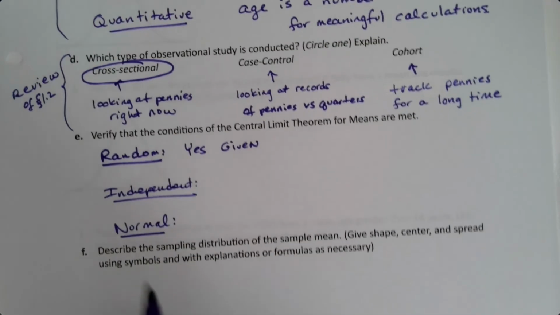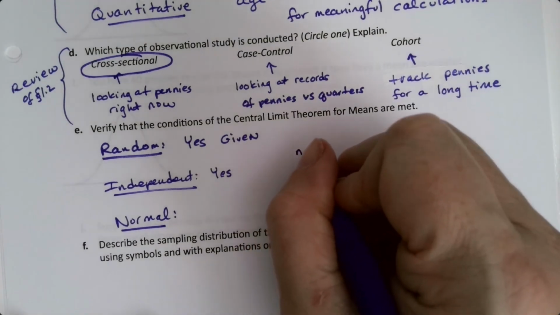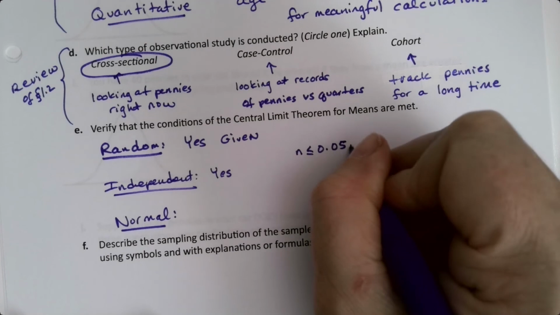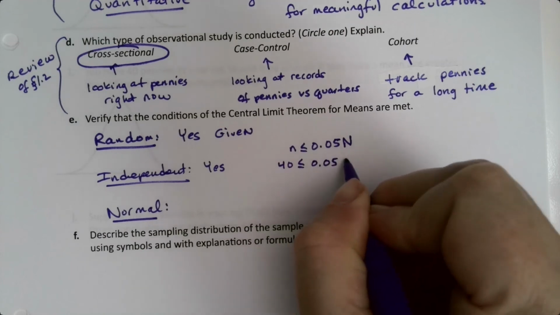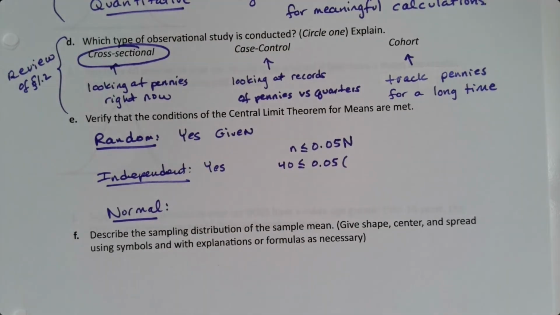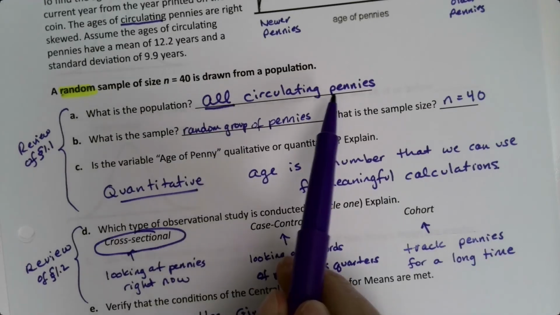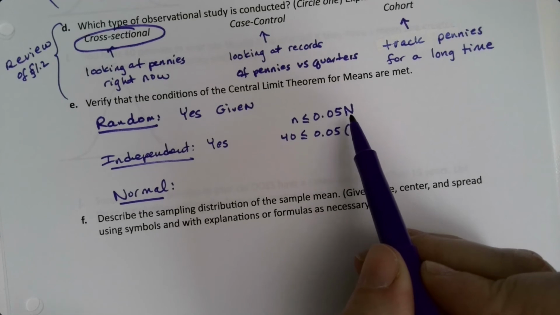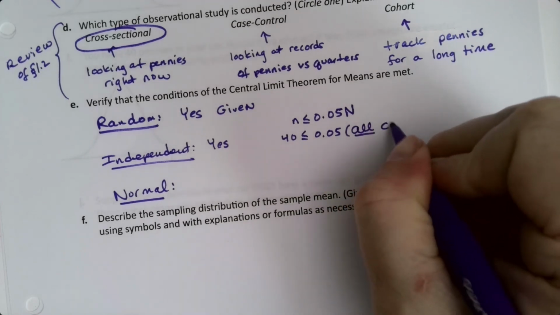Lovely. All right, now independent. Well, it's going to be a yes, but I'm going to have to prove it. To be independent, you need little n to be less than 0.05 capital N. Now here's the trick. We don't know what capital N is. It was never given to us. Nowhere in this problem did I say there's 54 million pennies in the world. Since I didn't give you a number, you can't use a number. So you're going to have to just write what it is. We said it was all circulating pennies. That's the population, the population size, how many circulating pennies there are. So we'll just say all circulating pennies.